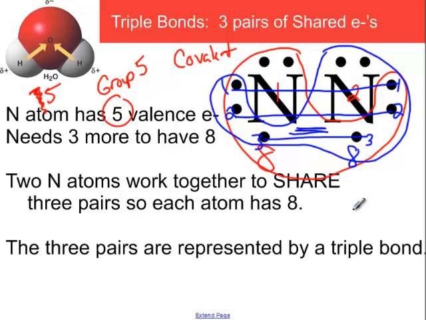Now let's draw a nicer picture. We'll do the N and the N. Remember, we've got 1, 2, 3 sets of electrons. And then these electrons here are usually drawn on the outside like that. And that's what we call a triple bond. 3 sets of electrons, so 6 electrons total. That's a lot of electrons being shared between 2 little atoms.